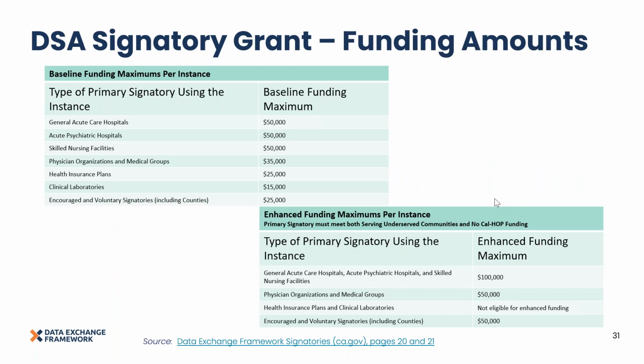There are different funding maximums for the different types of entities that are involved. A lot of this has come from gauging what funding has already been invested in certain segments of the data exchange framework entities, and also what the known size and needs are. But there's baseline funding, and then if you are eligible for enhanced funding based on serving the underserved and not having participated in the California Health Information Onboarding Program that was referred to as CalHOP, then you're potentially eligible for enhanced funding where the baseline ceiling is elevated some, and that's all part of the grant application process and our guidance document that we have.